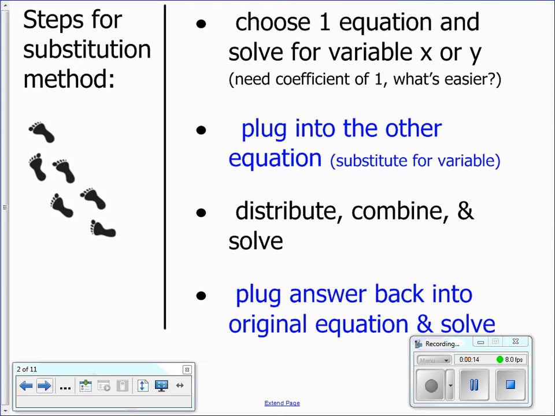So steps for substitution. You need to choose one of the equations, it doesn't matter which one, and solve for the variable x or y. You need a coefficient, so choose the one that's easier. Plug it into the other equation, distribute, combine, and solve. Then remember, at the end, you have to plug your answer back into the original equation to get the other variable. Your answer is always an ordered pair.